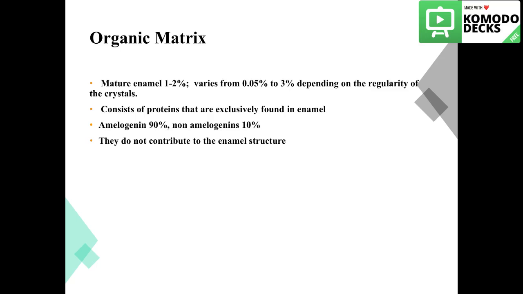The organic matrix. Mature enamel has 1 to 2% organic matrix. That varies from 0.05 to 3% depending on the regularity of the crystals. Of course, immature enamel has a higher percentage of organic matrix. This organic matrix consists of proteins that are exclusively found in enamel. 90% of them are called amelogenins, 10% of them are non-amelogenins. They do not contribute to the enamel structure.